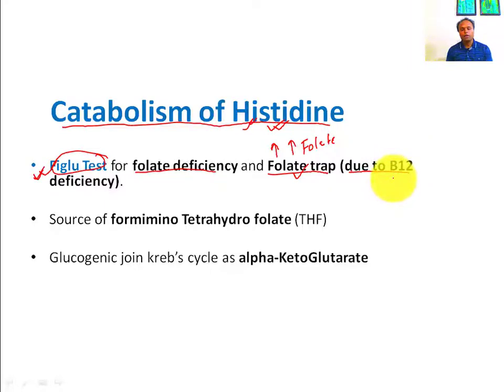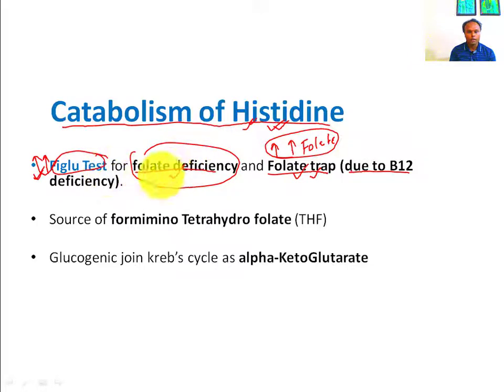In vitamin B12 deficiency, there will be a trap in folate. So folate cannot be metabolized. Folate metabolism is blocked, and therefore in this folate trap there will be a very high amount of Figlu. So the Figlu test signifies two things. One is folate deficiency: if Figlu is high and folate is low, that means folate deficiency. Second, if Figlu is high and folate is also high, that means folate trap.